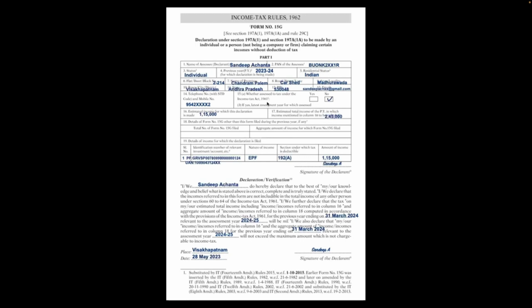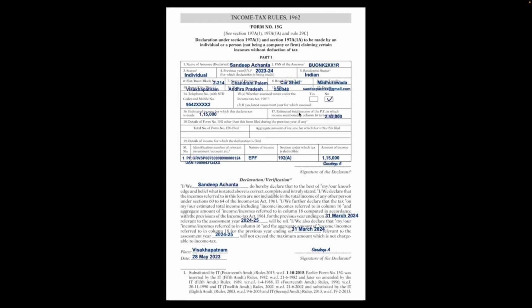In field number 15, if you have filed any income tax returns, then tick Yes in option A. If you tick Yes, then you have to mention the assessment year for which you have filed the income tax returns. If you tick No, there is no need to mention any details in option B. In field number 16, you have to mention the estimated income for which this declaration is made. That means you have to mention the total EPF amount which you are withdrawing. You can find these details in your EPF passbook.